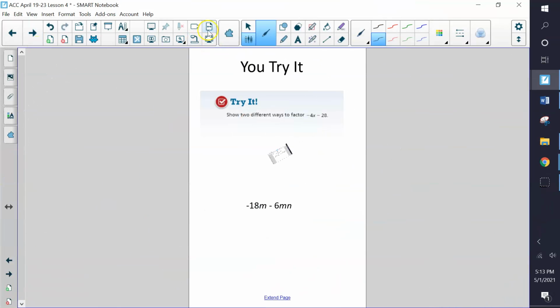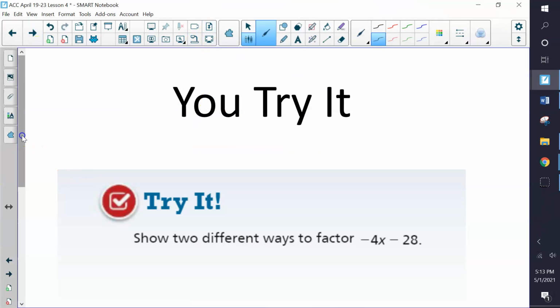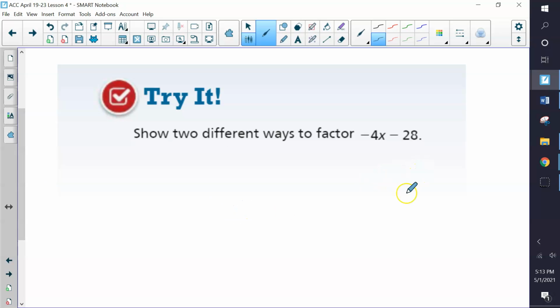All right, you try this one here. Pause. Let me just move it up here. Okay, go ahead and pause it. You try this one, and then unpause, and we'll take a look at the answer.